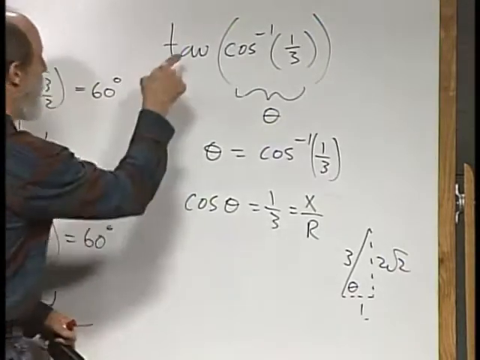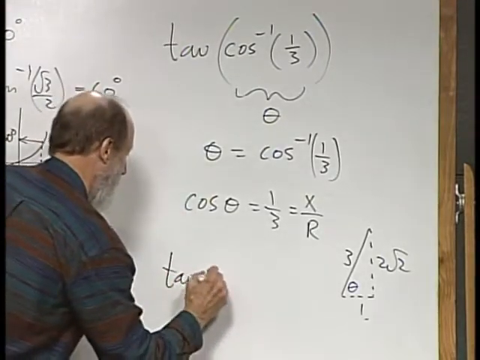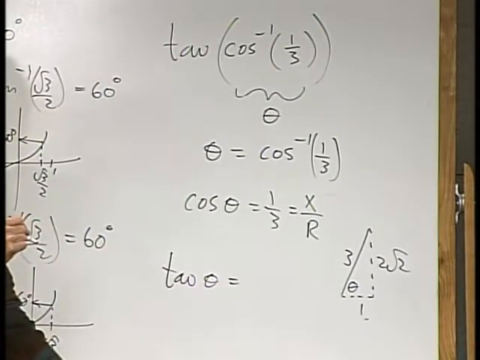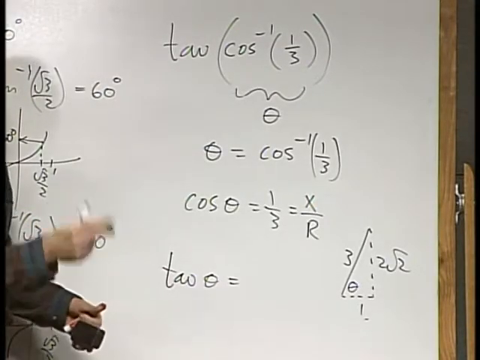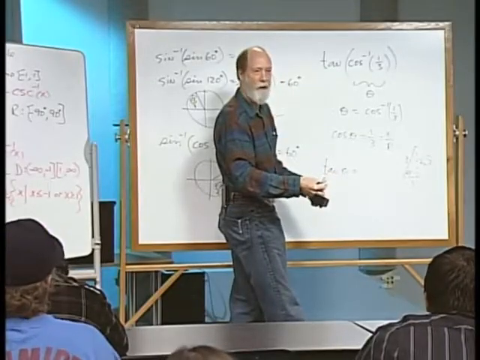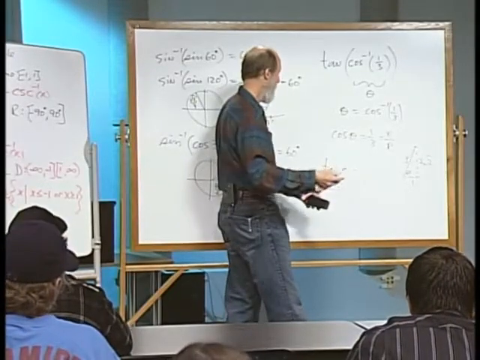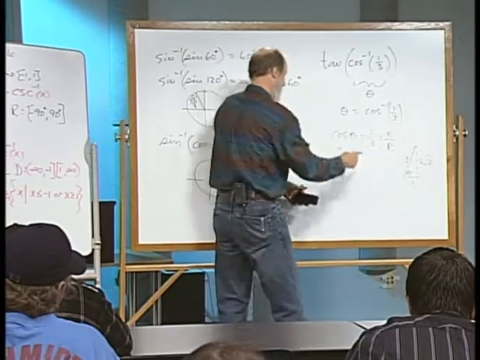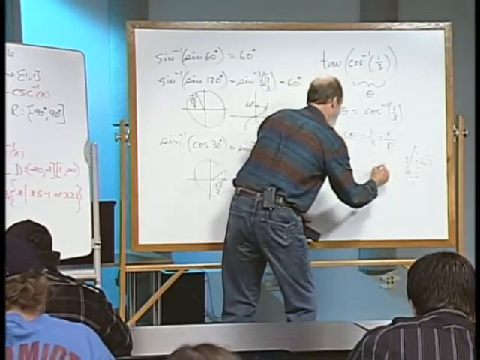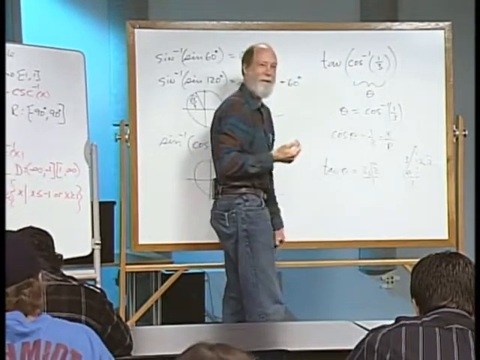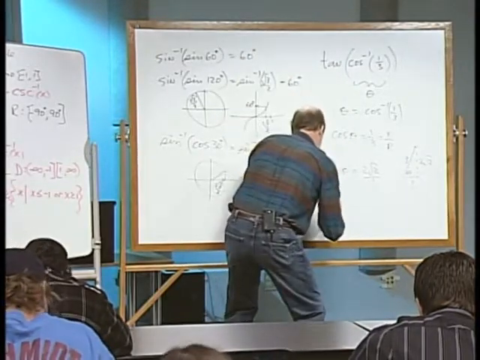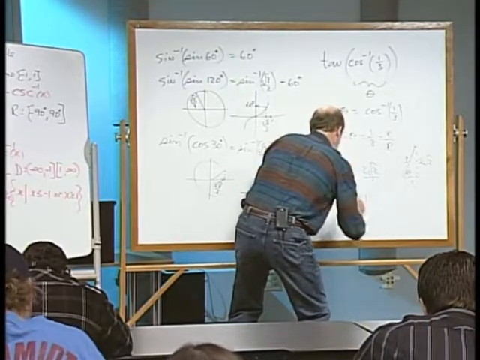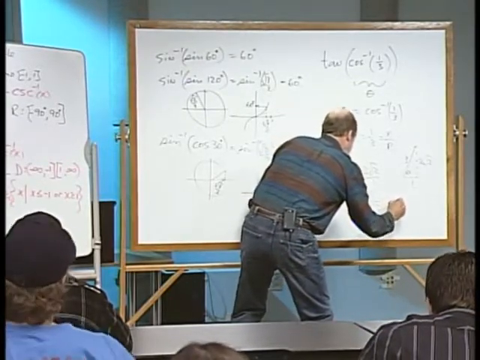Okay, now, answer the question. What's the tangent of theta? Everybody wide awake today. Don't tell me y over x. Look at the picture. 2 root 2 over 1, right? It's 2 root 2. So your answer to this problem, the tangent of the inverse cosine of 1/3, you work your way from the inside out, is 2 radical 2.